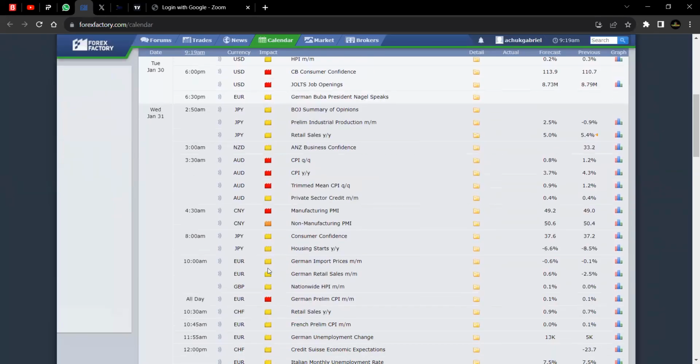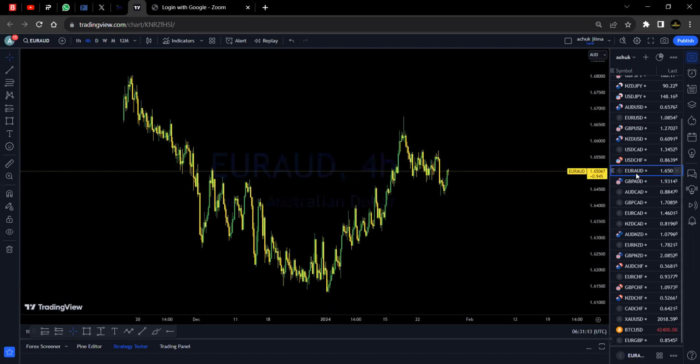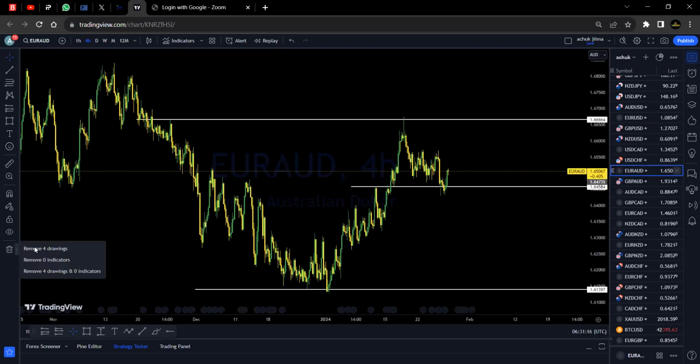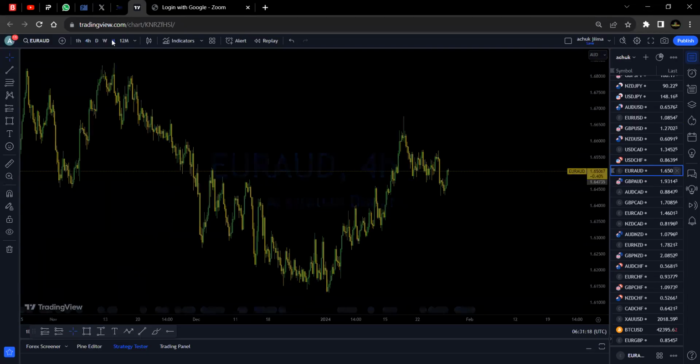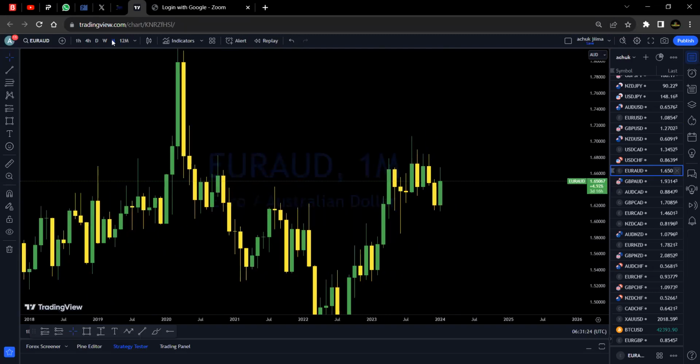So going on to Wednesday, we have the Australian CPI, the quarterly Australian CPI, and the CPI, the yearly. So that means we have to look at some Australian pairs. Okay, so let's switch to some Australian pairs. In that case, I will want to go with Euro AUD to be able to help us see how we want to possibly capture some trading opportunities based on the incoming volatility.